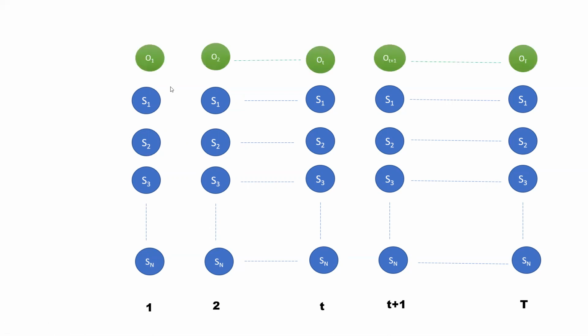At each time step, the system emits an observation symbol. So O1 is emitted at time 1, O2 is emitted at time 2, OT is emitted at time t, OT plus 1 is emitted at time t plus 1, and capital OT is emitted at time step capital T. At each time step, each state has a probability value. That is stored in the forward variable alpha t.